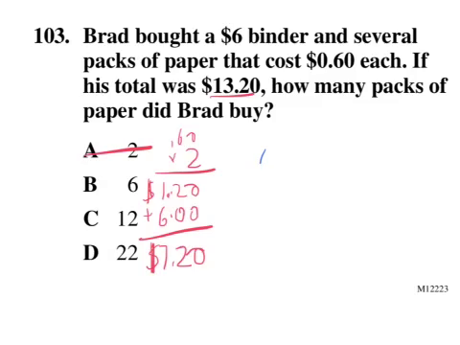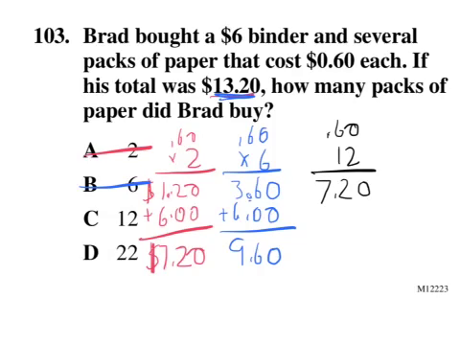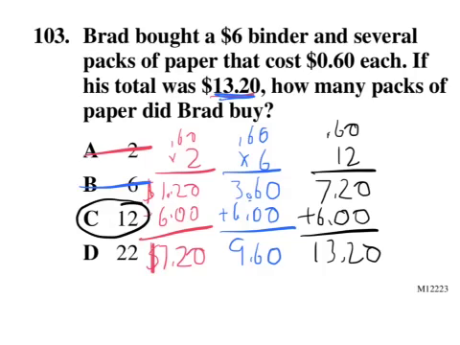Okay, let's try 6. What's 6 times 60 cents? Well, you notice that's $3.60. Plus the $6. Does that give us that much? No, that's $9.60. So we could cross that out. Go to the next one. What's 12 times 60 cents? What you should get with that is $7.20. And then plus the $6. Did that give me $13.20? Bam. If one by one you just multiplied it through, you'll get to the answer.